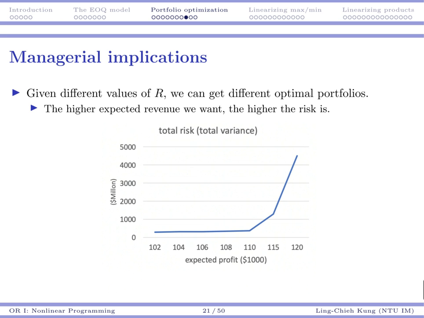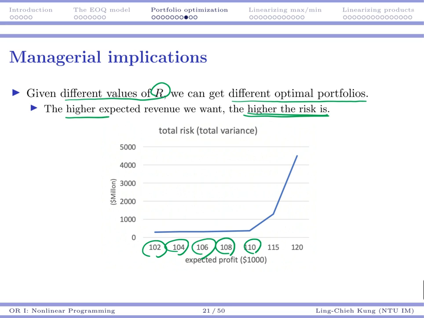Also, given different values of R, if you want to earn more and more, obviously you get different optimal portfolios, and then you're going to see you need to bear higher and higher risk. So when you want more and more, people would tell you, oh, no, please stop, because then the risk becomes higher and higher. These kinds of models may actually help you see what's a reasonable expectation with no high risk. So this is also some benefit you may have if you are using a model to do that.